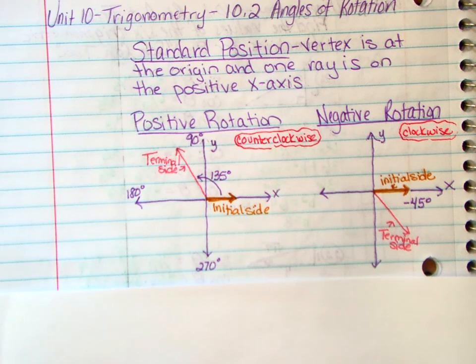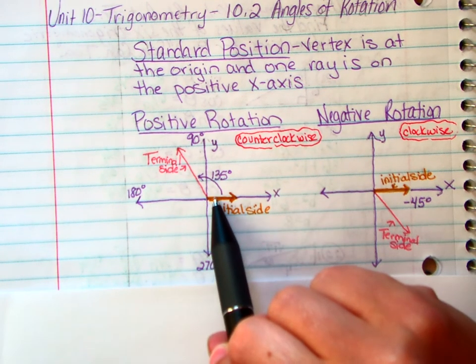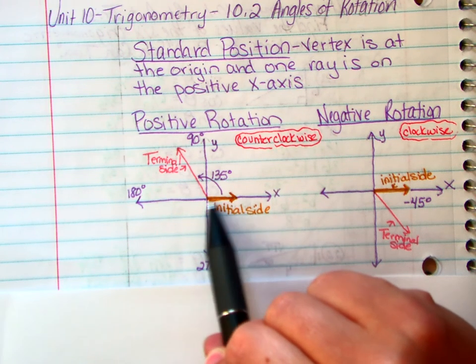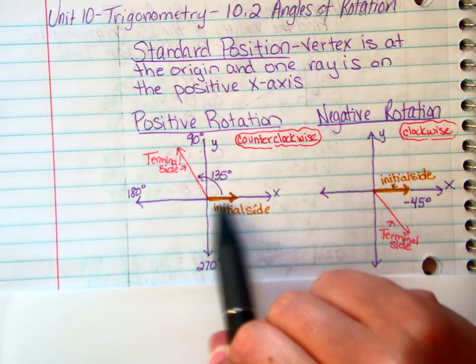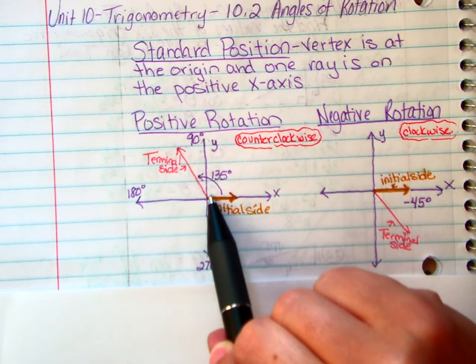We're going to talk about standard position, which is where the vertex is at the origin, so our origin is always (0, 0), and one ray is on the positive x-axis. So one of the rays will be right here. This is also called the initial side. The other one is called our terminal side.